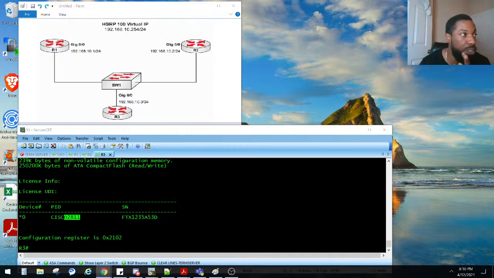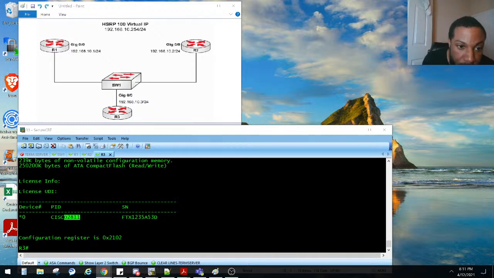In other words, your first hop is considered your default gateway. That's why they call it a first hop redundancy protocol, because not only is it a first hop for you, but we created redundancy for it. So if your first hop dies, then you have a second way to get there.